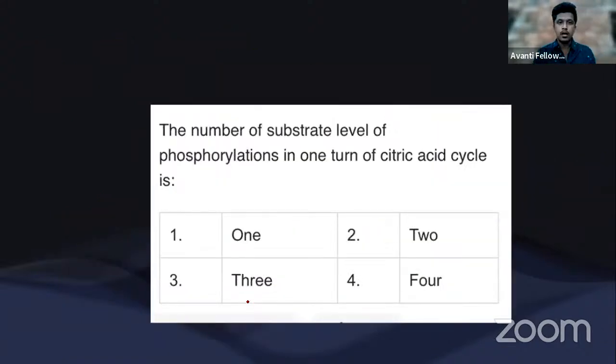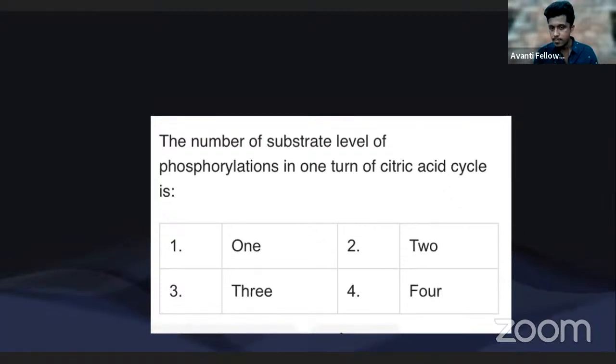The number of substrate level phosphorylations in 1 turn of the citric acid cycle is a very crucial question, and a very cunning question it is. The number of substrate level phosphorylations in 1 turn of the citric acid cycle is 1, 2, 3, or 4. So these are your options. So let's see if you can get this right.